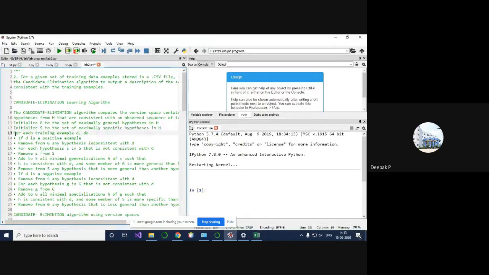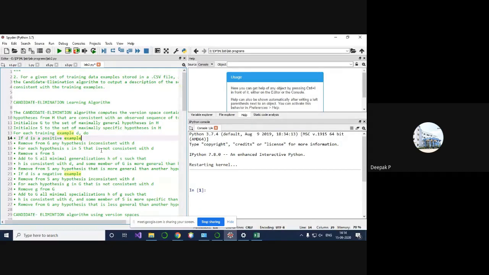So what's the next step? I need to check the training examples. If it is a positive example, what should I do? Before this, let me tell you what inconsistent data are. Inconsistent data are nothing but training examples with negative or no conditions, which do not satisfy the training function or the target function. Those are called inconsistent data. But we need to make sure that inconsistent data is made consistent based on the general hypothesis.